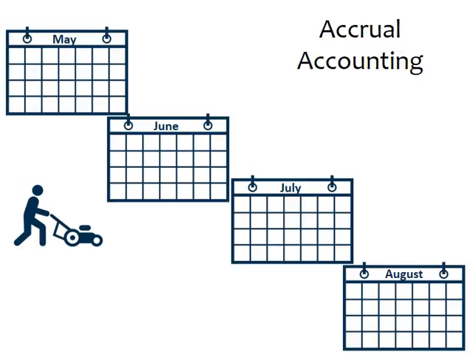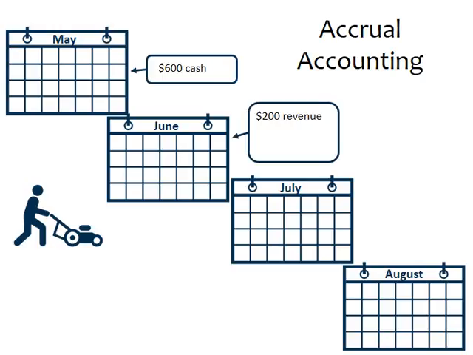Using accrual basis accounting, that $600 collected in May would be recorded as a liability called unearned revenue. Then the $600 would be split up over the 3 months that it was actually earned. So we would have $600 divided by 3 months, or $200 per month.